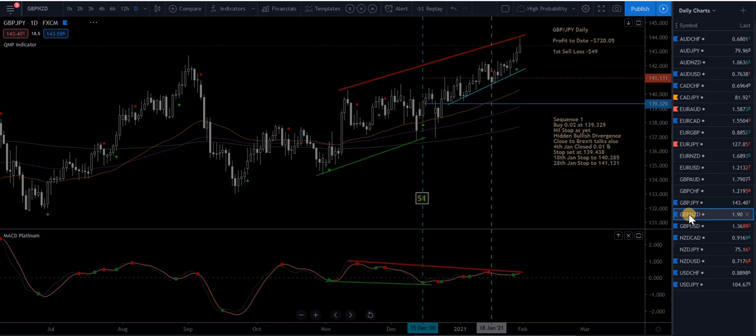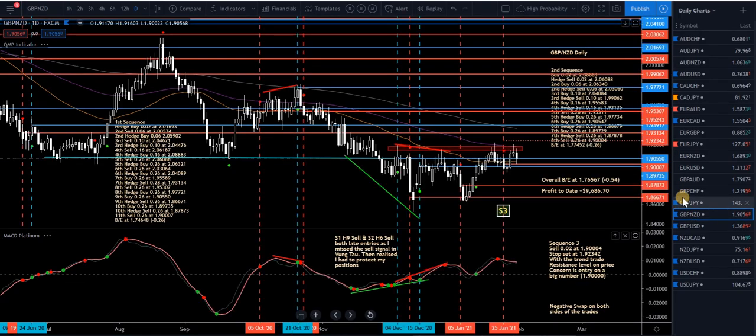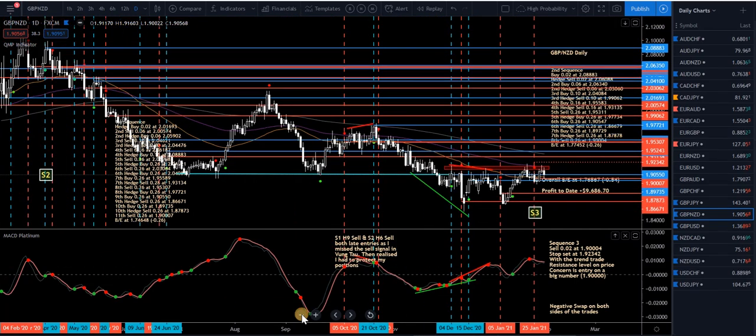Pound New Zealand. Now, this is one that is causing me some grief. You can see a lot of lines on the chart. I've got 3 sequences at the moment. So you've got these 2 old sequences. The good thing is, profit to date, 9,600. So I'm making lots of money on this pair. Big chunk of my trading, but I've got old sequences that go back a long way.